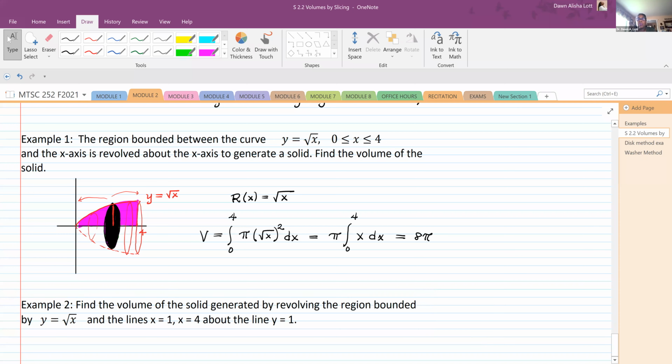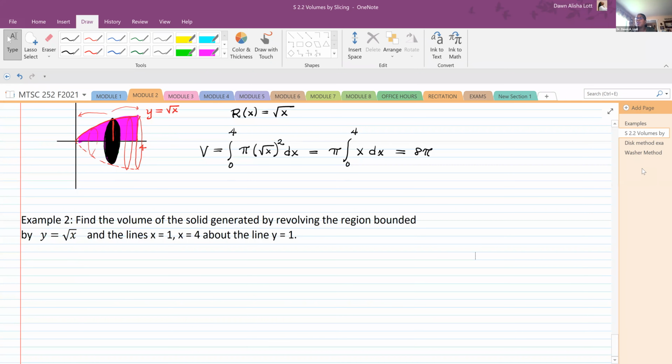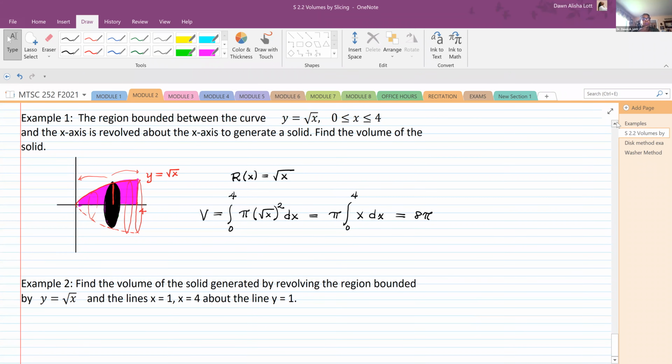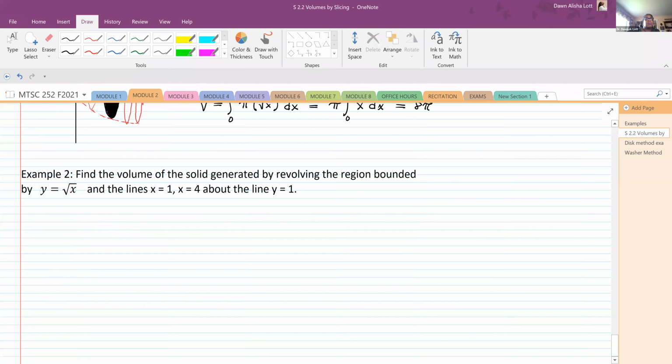So on to example 2. All right, so this one is a little different. This says find the volume of the solid generated by revolving the region bounded by y equals square root of x and the lines x equals 1 and x equals 4 about the line y equals 1. Okay, so let's draw our region.